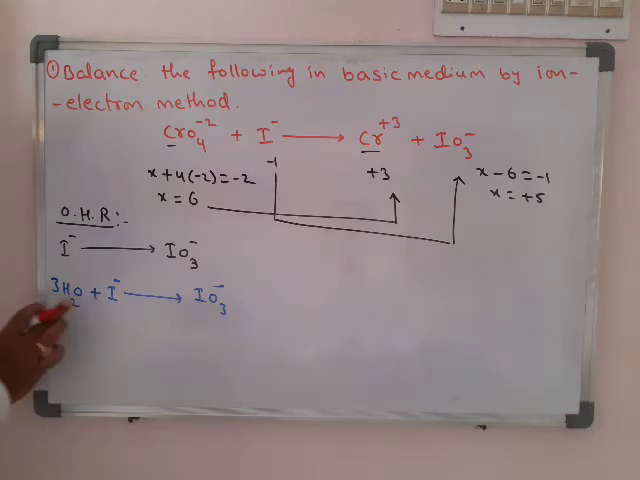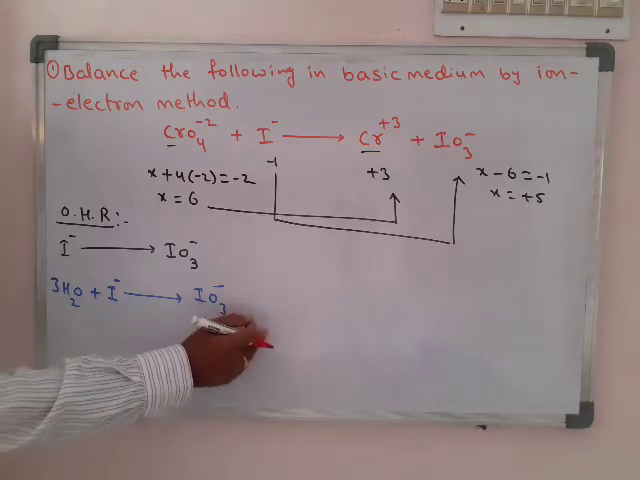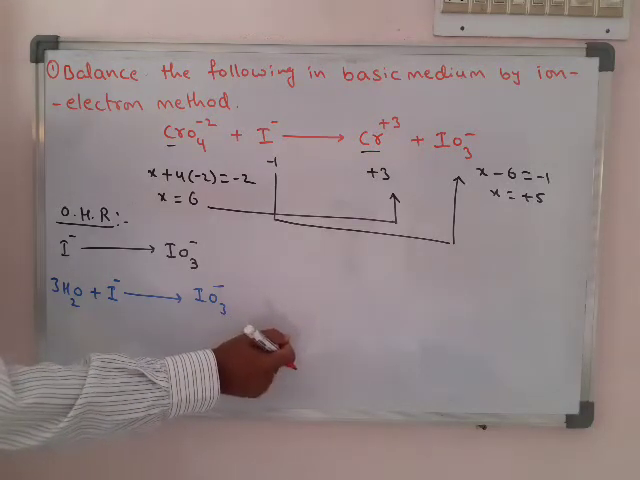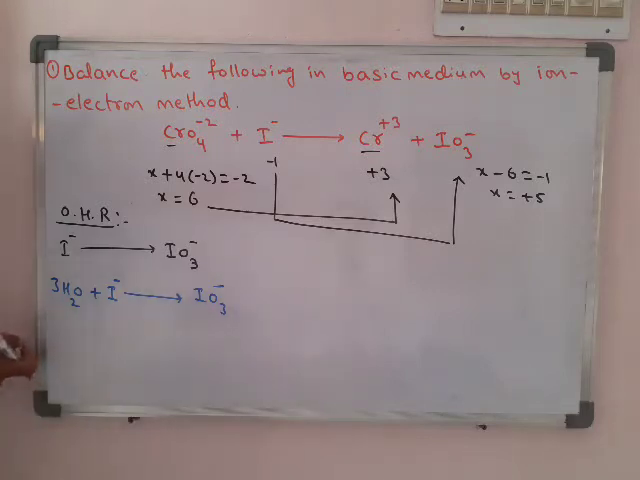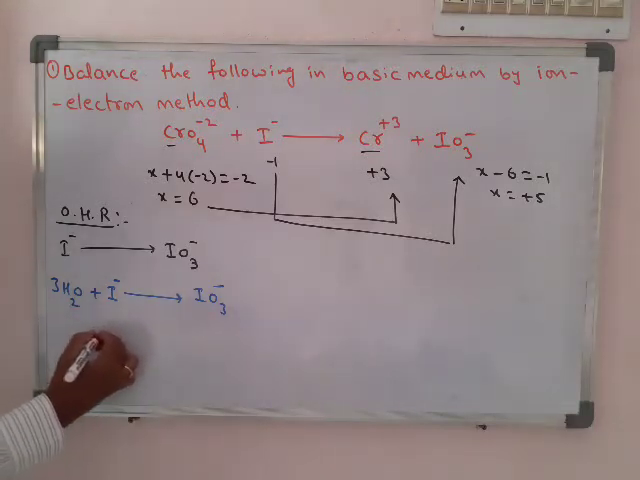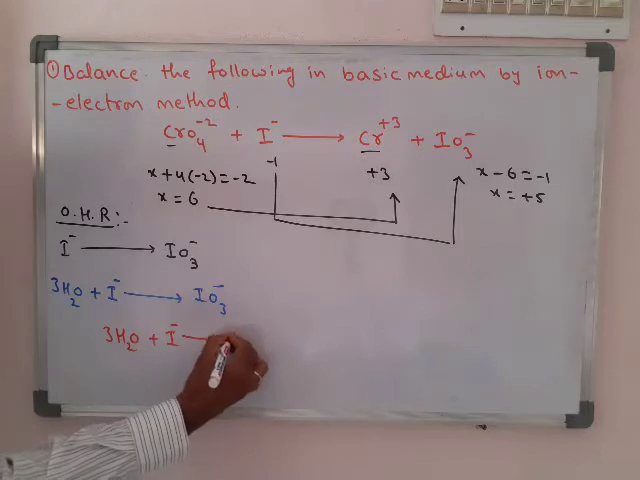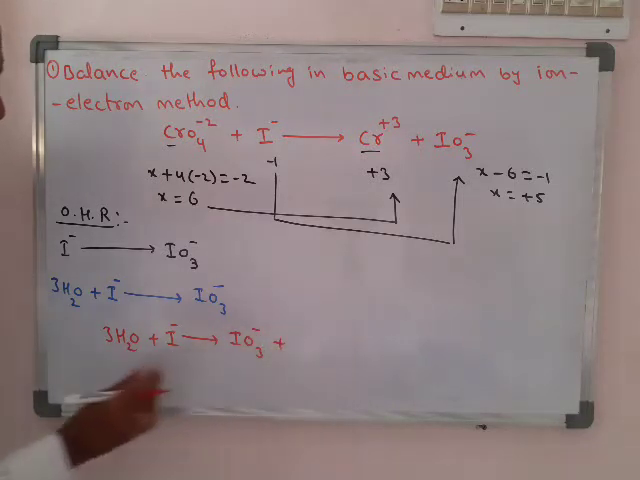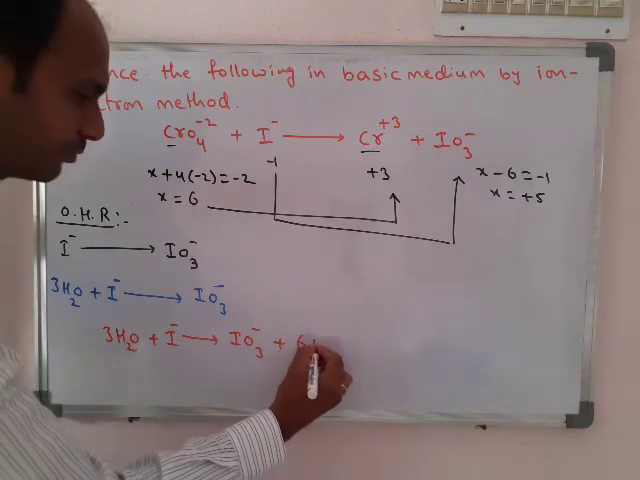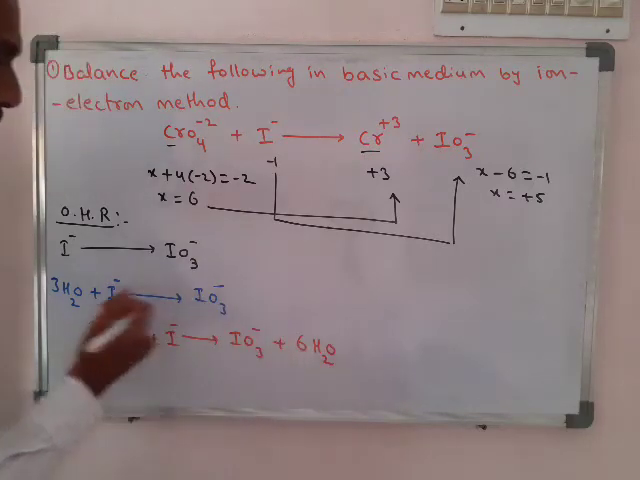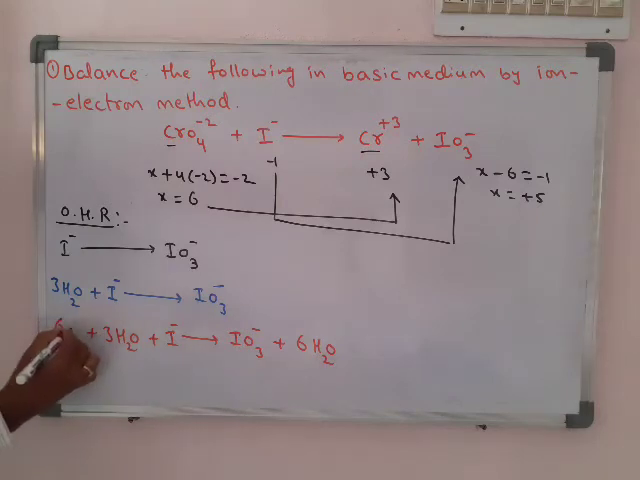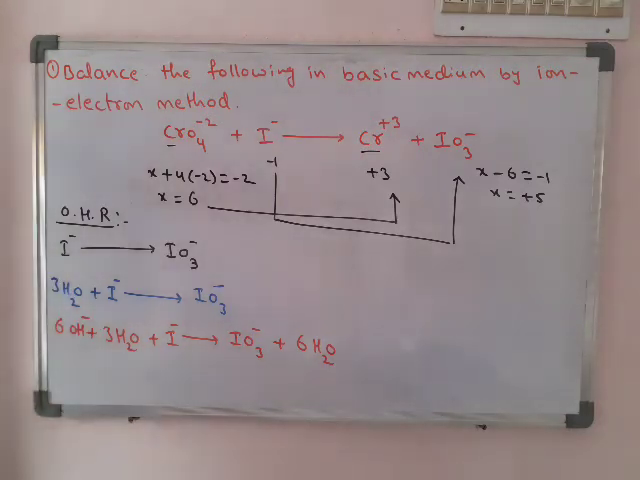In acidic medium, we would add 6 H plus. But in basic medium, where 6 hydrogens are less, we add 6 H2O, and in the opposite direction we add 6 OH minus. Already 3 H2Os are present with I minus on the left, and IO3 minus on the right has 6 hydrogens less, so add 6 H2O, then on the opposite side add 6 OH minus. Then automatically the equation is balanced.